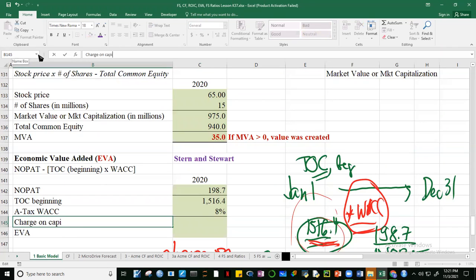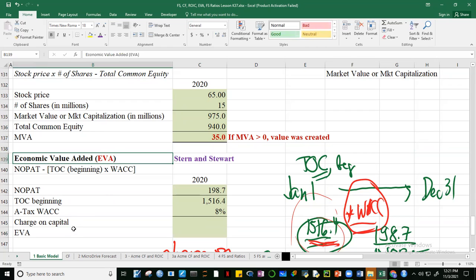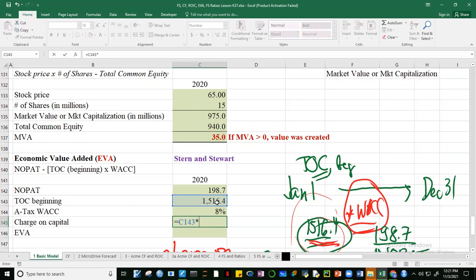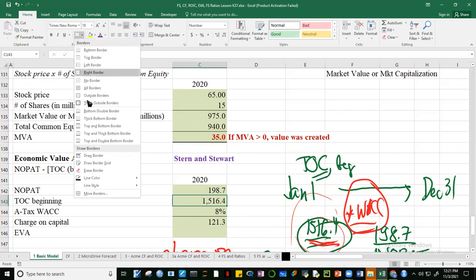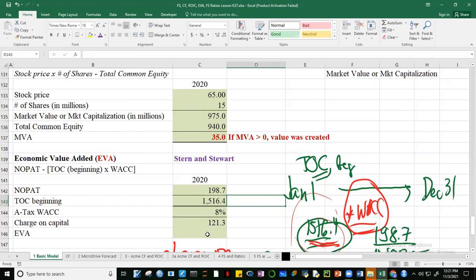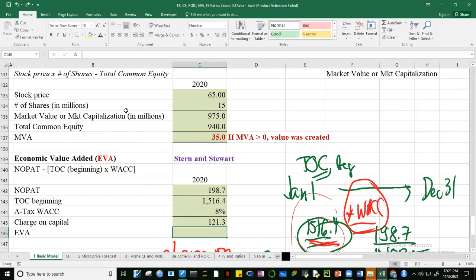Charge on capital. Okay, so how much are we charging management for the use of the TOC? We're going to charge them with this amount, 121.3. So they use this capital, 16.3, and that's not free. So we're going to charge management with 8% of that, which is 121.3, and compare it with the NOPAT.